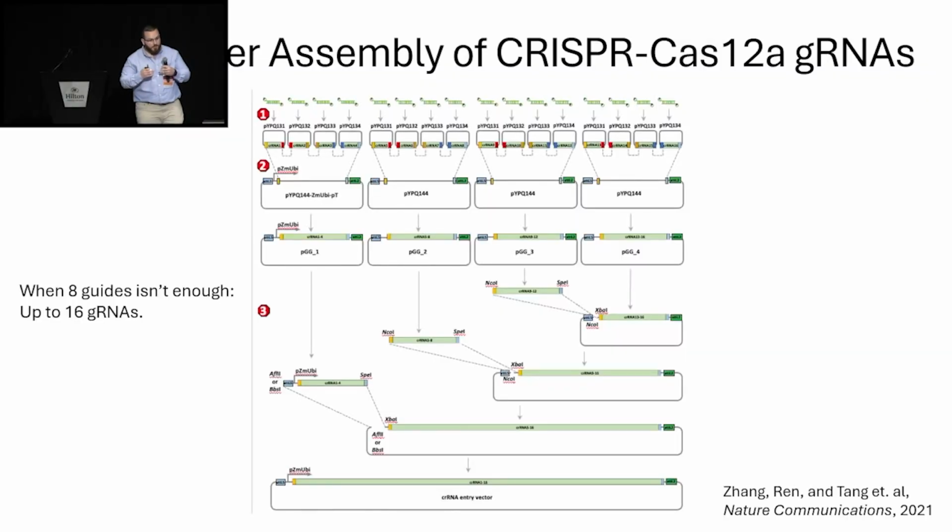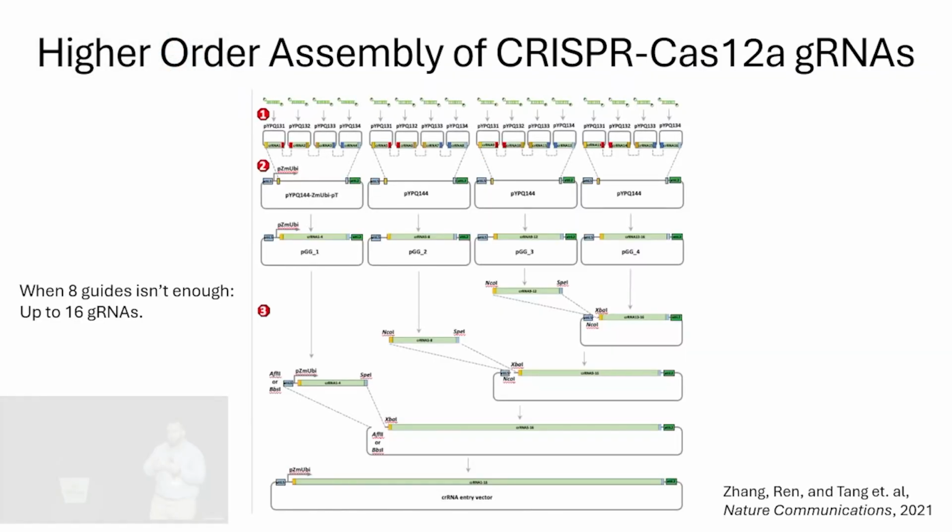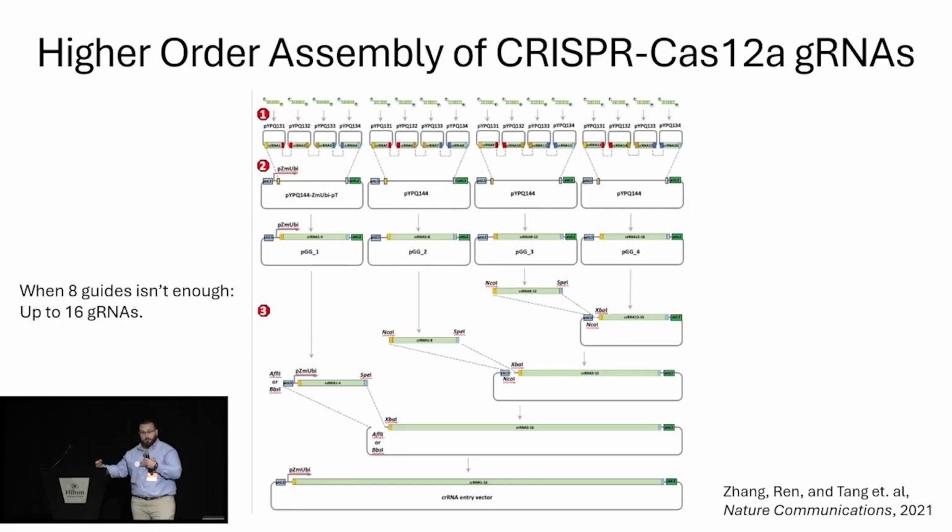And because the system I described is most efficient with up to 6 guide RNAs, for example, we've also expanded this for up to 16 in what we call higher order assembly, and I won't go through all the details of this, but essentially it's a combination of the Golden Gate reaction and just basic restriction enzyme digestion and ligation, and we go through several steps. And we've actually tested this in rice, and we've achieved highly efficient genome editing with up to 16 guide RNAs using Cas12a.